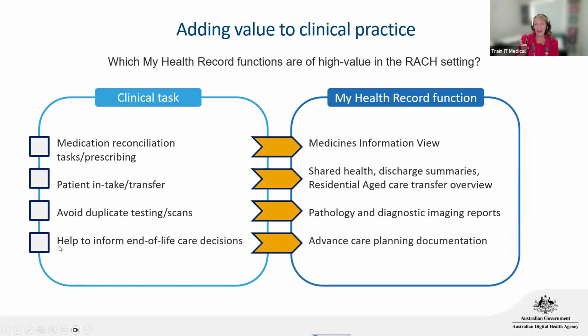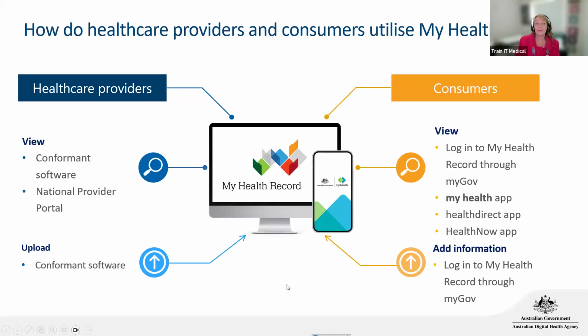And as a carer, I can access those test results too. I can access the discharge summaries, as I did. And of course, the advance care planning documentation, so that in a scenario like I've just been in for 10 days, do we know what the wishes are? And can we access that document? So how do healthcare providers and consumers utilise My Health Record?